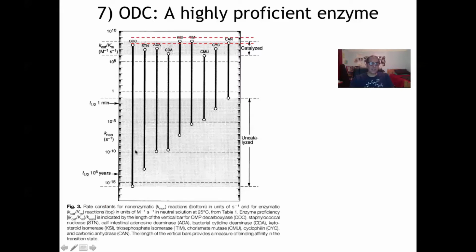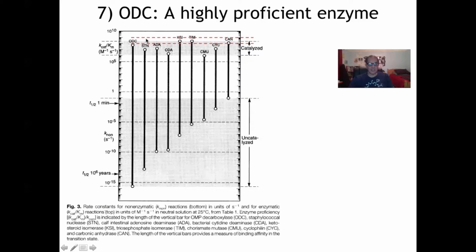Okay, and so for each enzyme, what have we done? We've plotted 2 points. The upper point here is the catalytic efficiency. It's the Kcat over Km for that enzyme. And the lower point here is the Knon for that enzyme. Since catalytic proficiency is the ratio of Kcat over Km divided by Knon, the longer this line here, the greater the catalytic proficiency of the enzyme.